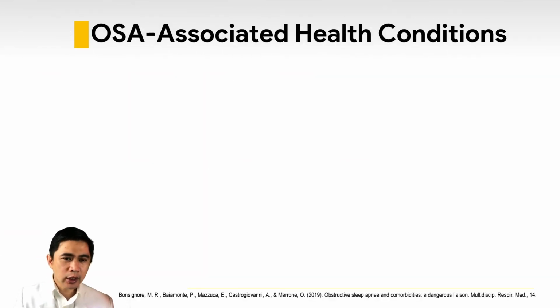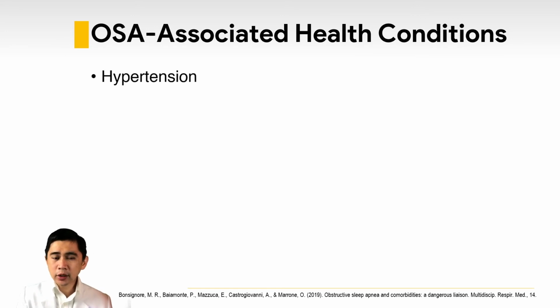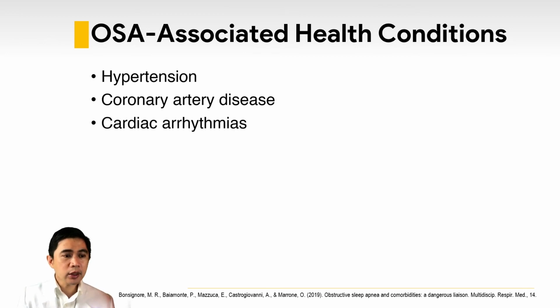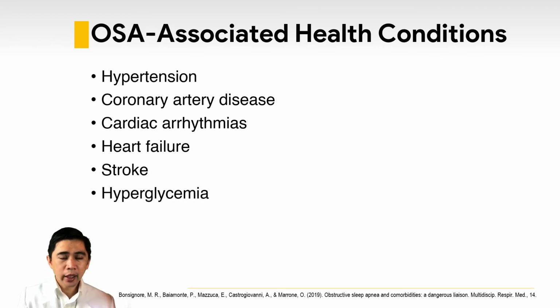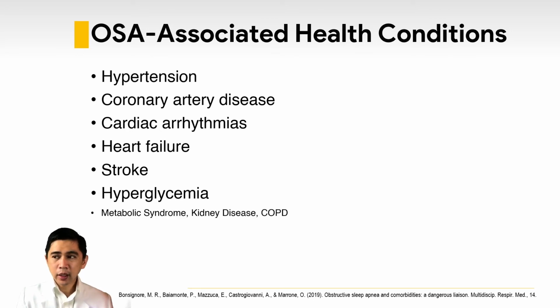OSA is also associated with a variety of health conditions, and this has been validated by a lot of studies. The most common OSA-associated health condition is the development of hypertension. Also coronary artery disease, cardiac arrhythmias, and heart failure is worsened if you have OSA. Also, the risk for stroke is higher, and the development of hyperglycemia and the metabolic syndrome, obese, snoring, hyperglycemia, some with kidney disease and COPD.